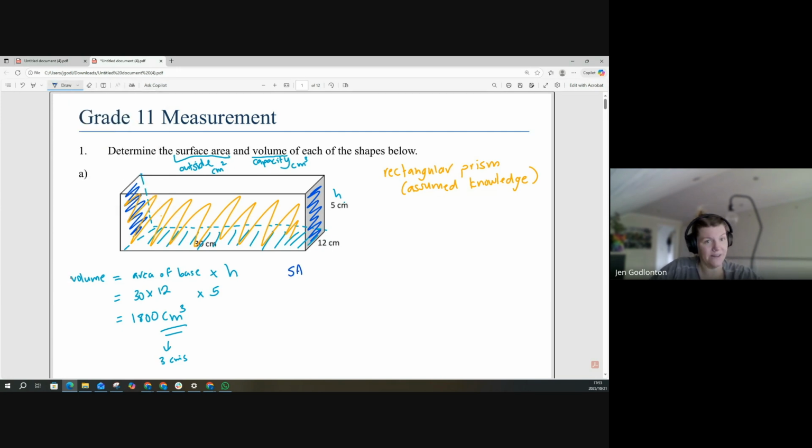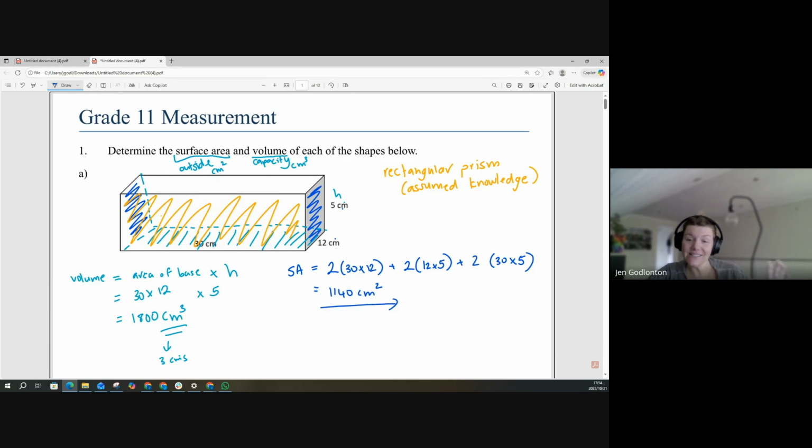So for our surface area, I have 2 30 times 12s, so that's my bottom, plus 2 12 times 5s, plus 2 30, what am I missing? 12 times 5, 30 times 12, 30 times 12, 30 times 5, that's what I'm missing. And if you chuck that into your calculator, you should get 1140 centimeters squared. So this is something that you would have to know. They're not going to give you the formulas for these ones.